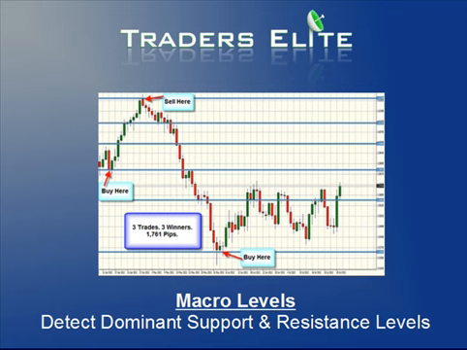Okay, macro levels. Detect dominant support and resistance levels. These horizontal lines you see displayed here on this chart are macro levels. They were generated from years of data and they play important roles in trading in the current time. For example, here, buying off this support, selling off the resistance, again buying off this support here.